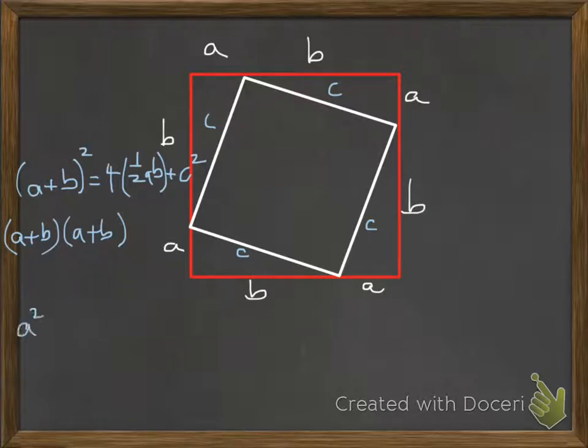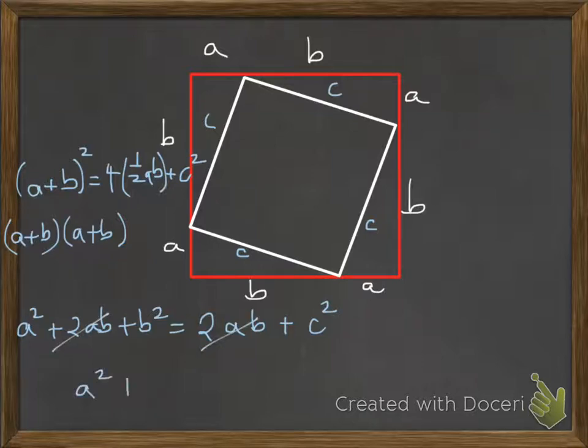So you have A squared plus 2AB plus B squared. And that should be equal to, if I work this out, 4 times half is 2AB plus C squared, right? If I work this out, what do you notice? You have 2AB on both sides, right? Those are going to cancel each other out, leaving you with A squared plus B squared equals C squared.